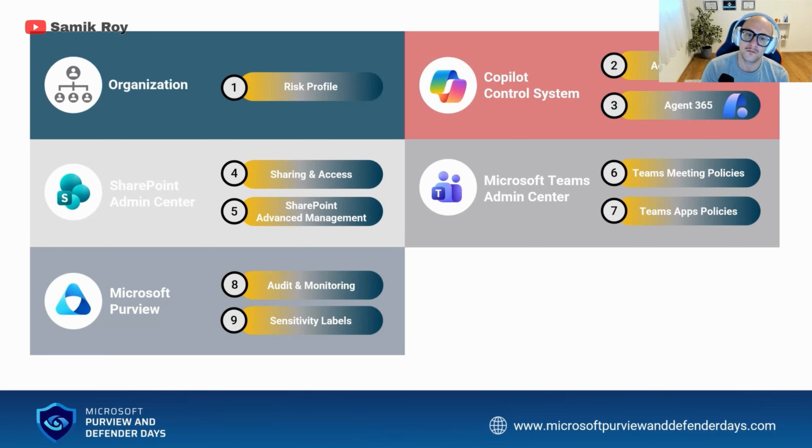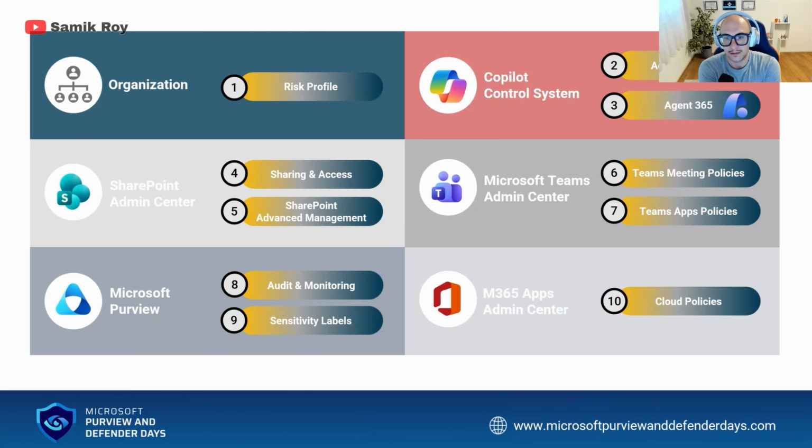And in my opinion, in Purview, it's the audit and monitoring that Raphael also talked about earlier on, and the sensitivity labels for enhancing data access, governance, and also controlling how Copilot, or if Copilot, can process certain information. And the last part of the blueprint, the number 10 critical factor, are the cloud policies in the Microsoft 365 Apps Admin Center. Also here we will look into the live demo.